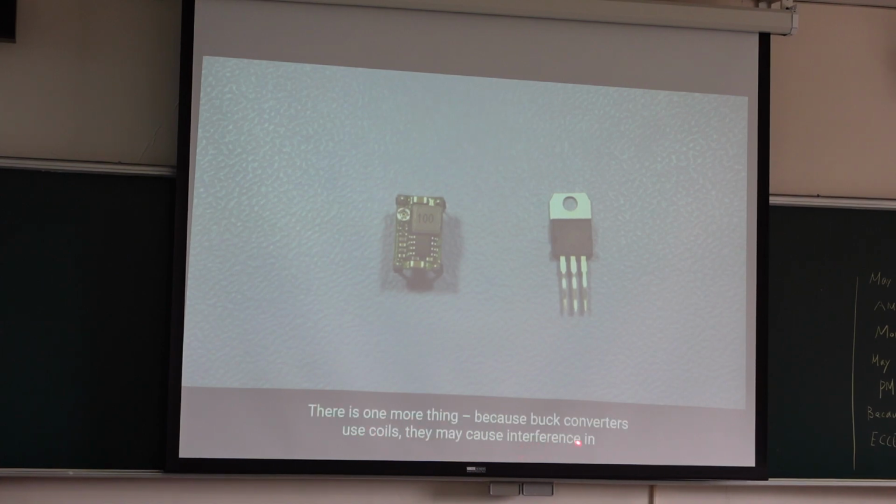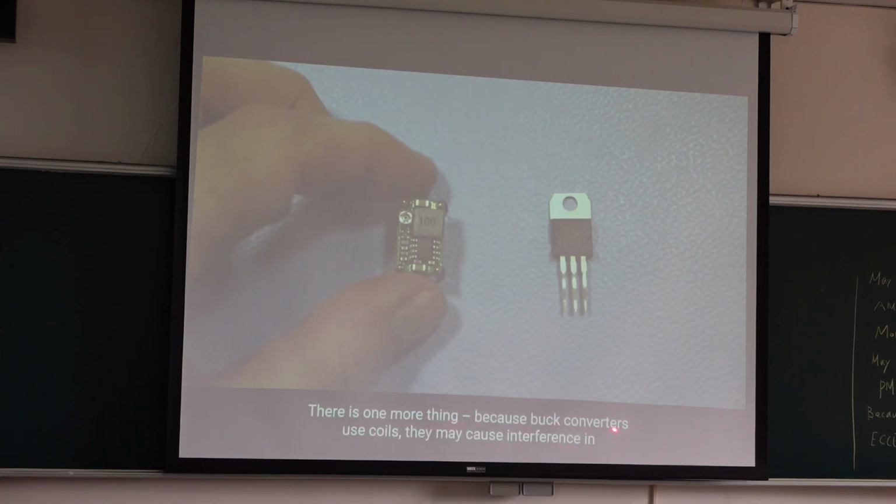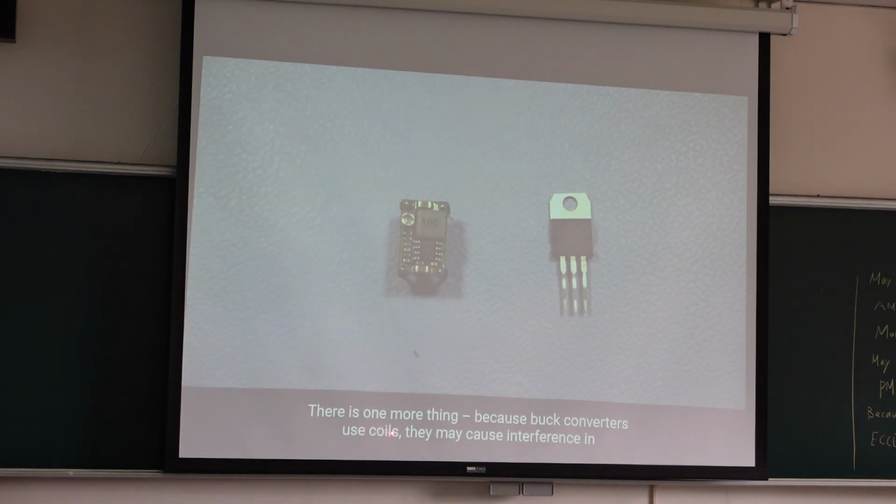The buck converter is more expensive. There's one more thing. Because buck converters use coils, they cause interference in your circuits. So if you're building something sensitive like a radio, for example, you should pick a linear voltage regulator and live with all its drawbacks.